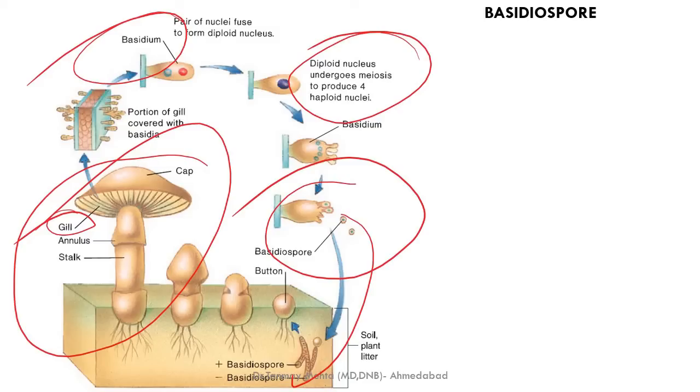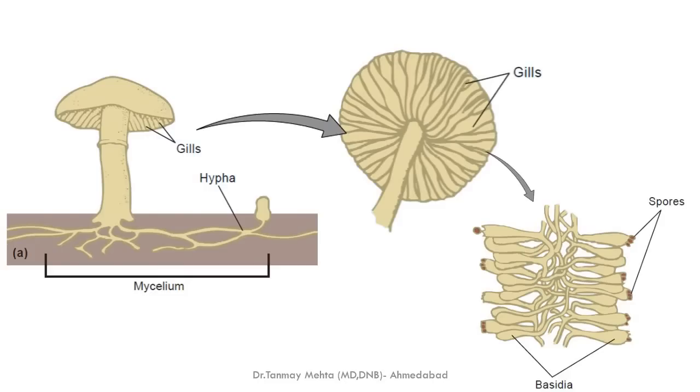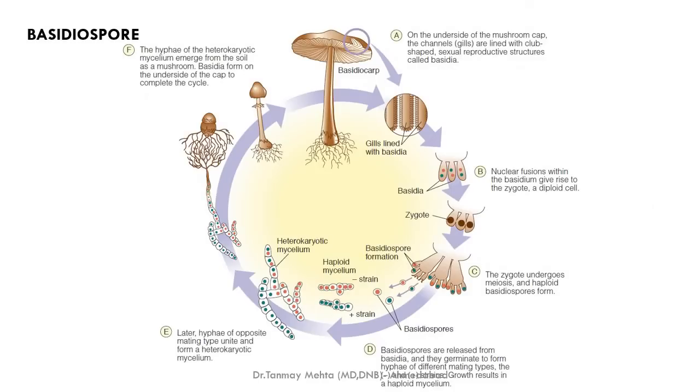So there are two types of sexual spore in higher fungi, that is ascospore and Basidiospore. So the same thing, gills will generate the basidia. Basidia will form the zygotes, which undergo meiotic divisions and produce Basidiospores, from which again the entire fungus will grow.